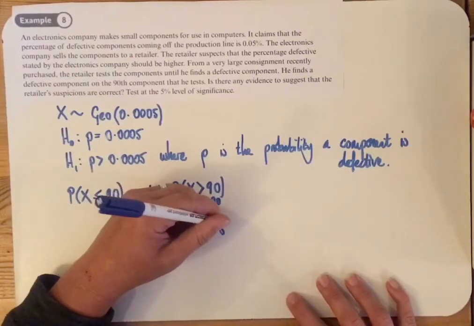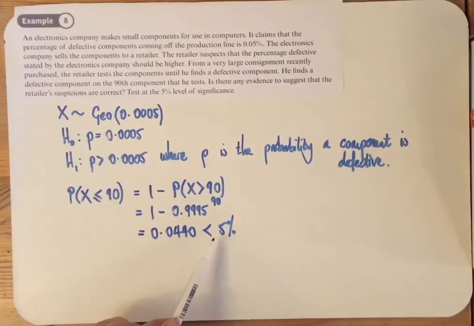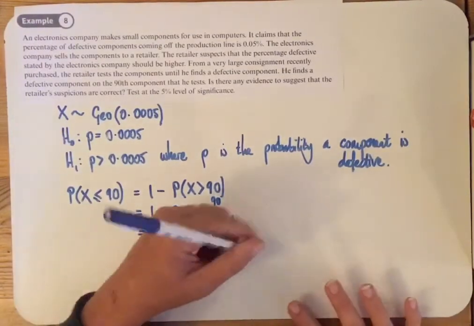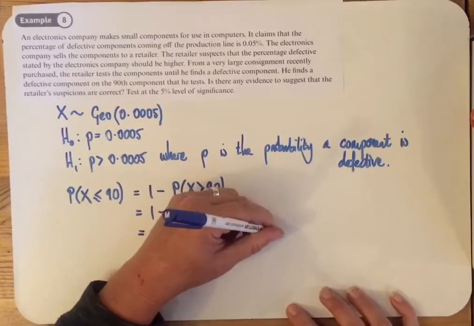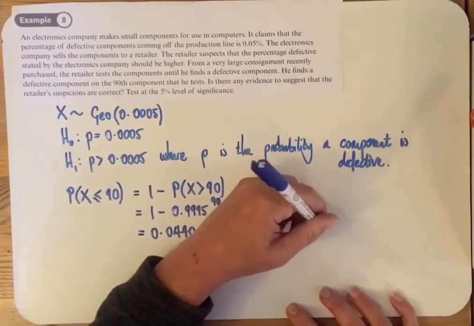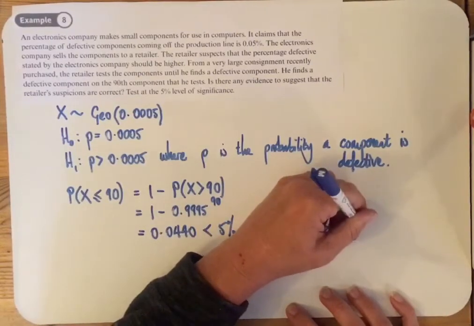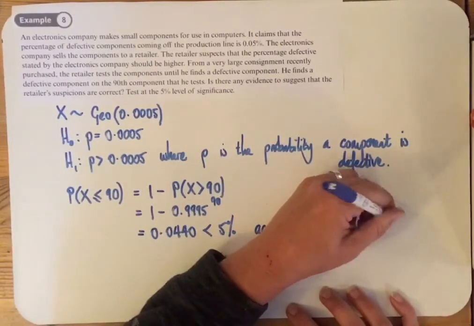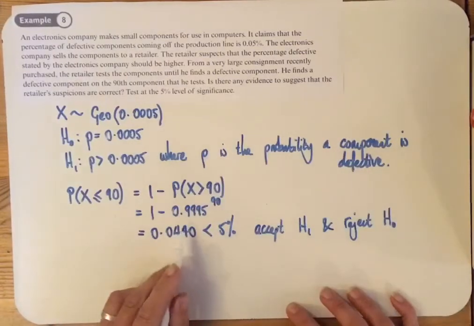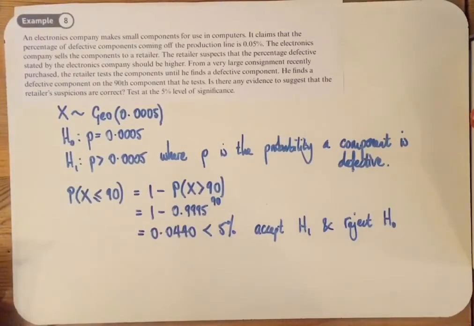That's less than 5%. So this result is more unlikely than the significance level. And so I'm accepting the alternative. It's too unlikely to have happened by chance. If you get a result here that's more than the significance level, you would accept the null. And then you need a conclusion in words.